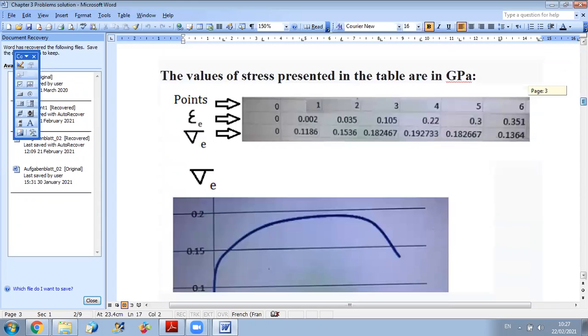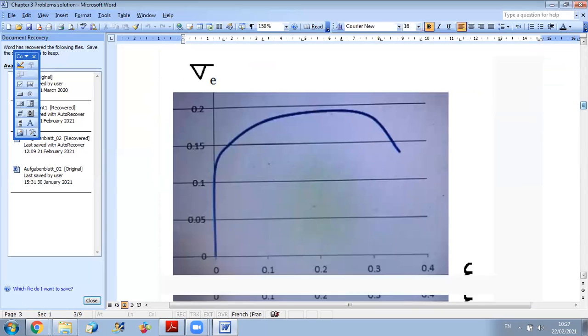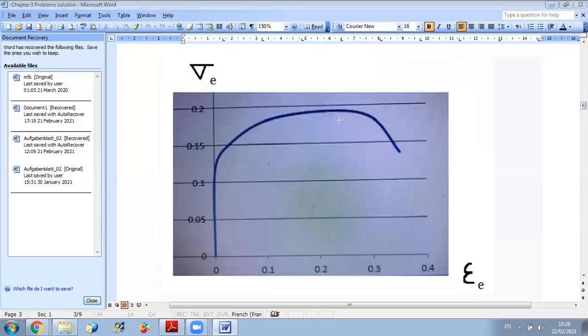So first, I represent the values in a table, and the units here will be in gigapascal since my force is in kilonewton and my area is in millimeters square. When I draw my curve, I get sigma engineering as a function of epsilon engineering. And as you can see, in this profile, it's not very clear where the maximum is. I have nearly a flat plateau here. So if I want to graphically find the start of necking, it's difficult to see it here.